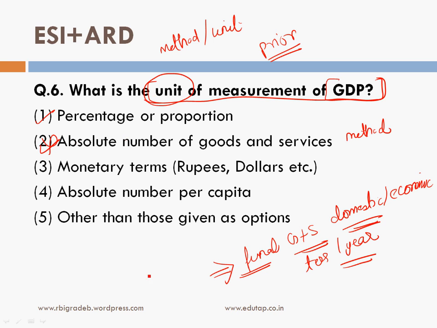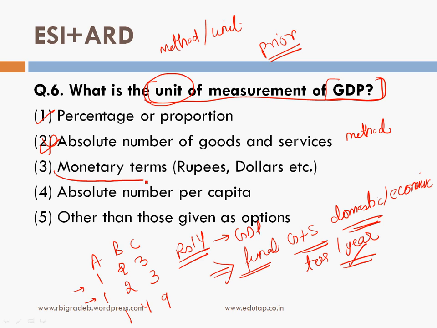Now when we calculate the value, see, if I say that commodity A, commodity B and commodity C are being produced in a nation, and 1 unit of commodity A, 2 units of commodity B and 3 units of commodity C are being produced, and the values are rupee 1, rupee 2 and rupee 3. So it comes out to be 1 into 1 is 1, 2 into 2 is 4, 3 into 3 is 9. So altogether it comes to rupees 14. So this is the GDP for that particular year. So the right answer becomes monetary terms. So rupees 14 is nothing but monetary terms. That rupees 14 is the GDP of your nation.